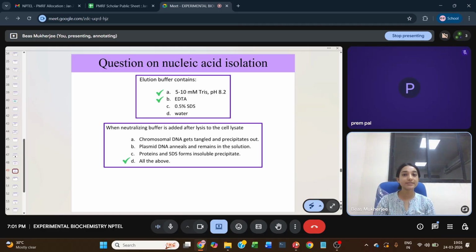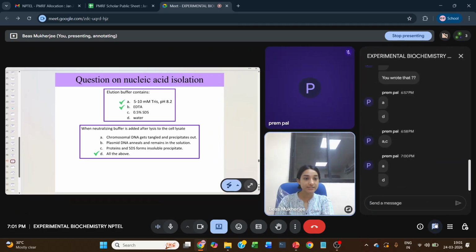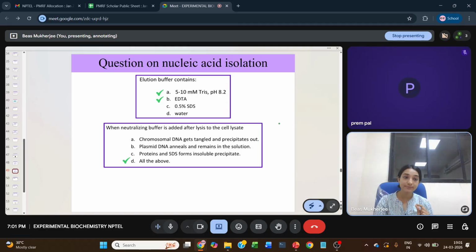Neutralizing buffer is added after lysis. Why? Chromosomal DNA gets tangled and precipitates out. Plasmid DNA anneals and remains in solution. Protein and SDS form an insoluble precipitate. So yes, correct. What about the first one? EDTA is added. Why? Because EDTA chelates Mg2+ and Ca2+, and Mg2+ is required by DNases for cleaving DNA. So even if there is any DNase in the water that you're providing, to ensure that it is not functional, we add EDTA.